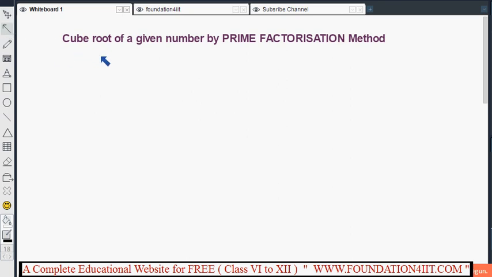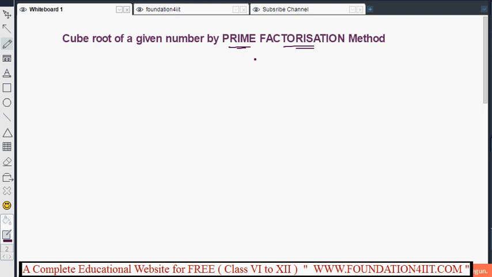So we need to find the cube root of a given number by using the prime factorization method. You already learned the prime factorization method with squares and square roots, so the same concept applies to finding the cube root. If you're not aware of the prime factorization method, just see the square and square roots topic, and you'll get clear about it.